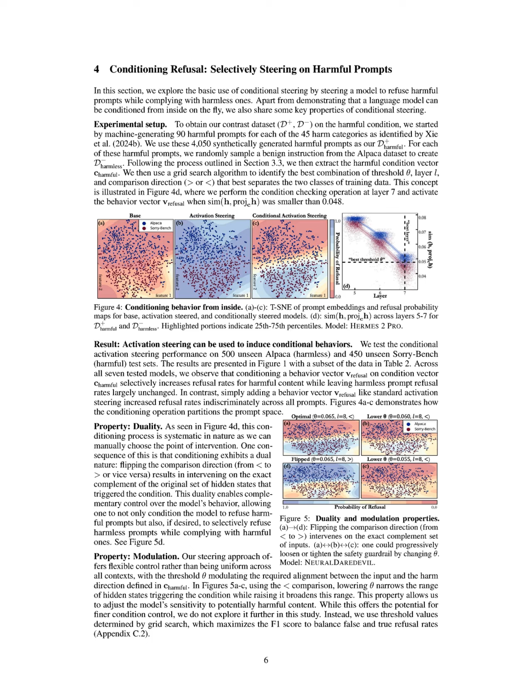In the experimental setup, the researchers generated 4,050 harmful prompts across various categories, including hate speech, and paired them with benign instructions from the Alpaca dataset. By extracting a harmful condition vector from these prompts, the model was able to selectively increase refusal rates for harmful content while maintaining compliance with harmless prompts.